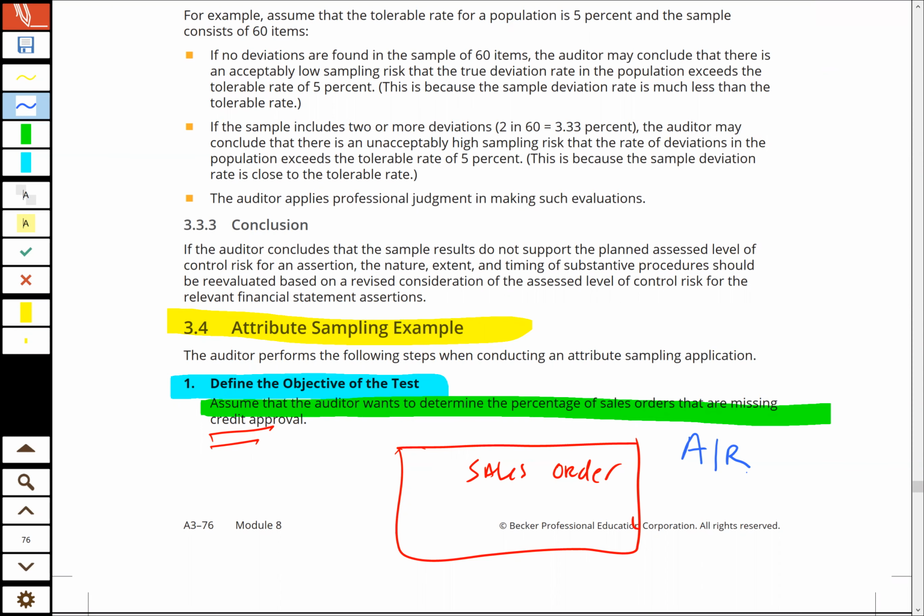So that would be an existence assertion. And there's a risk of material misstatement. Good. There's a risk of material misstatement. You're almost there, man. I mean, you're doing a really good job here, okay?